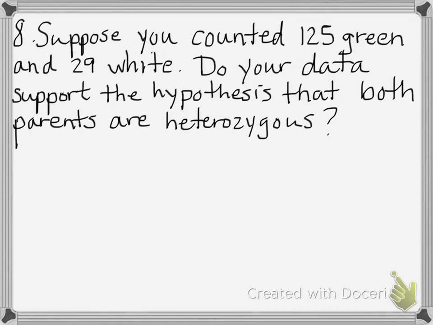Okay, first of all, these are plants. So I'm just going to read it off of number 8 because I can tell I didn't write it all here on the screen. Suppose you counted 125 green tobacco seedlings. You know tobacco's a plant, right? Just checking. Okay, suppose you counted 125 green tobacco seedlings and 29 white tobacco seedlings on several plates.